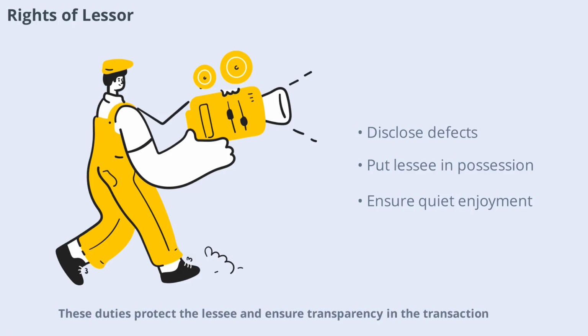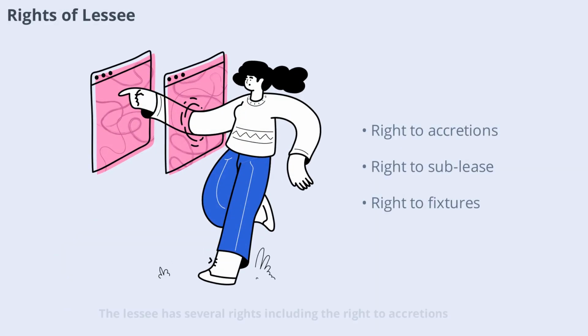These duties protect the lessee and ensure transparency in the transaction. Lessee has several rights, including the right to accretions, the right to sublease, the right to fixtures, and the right to repairs. If the property benefits from accretions, the lessee is entitled to them, subject to laws relating to alluvion. The lessee can sublease unless prohibited by the lease deed, and is entitled to fixtures affixed to the land.